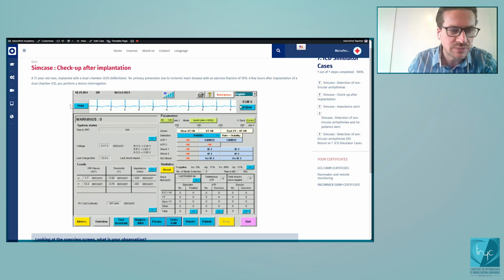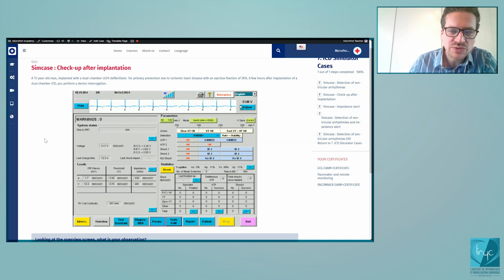So the ULIS is the newest platform for primary prevention, because he had ischemic heart disease with a decreased ejection fraction of around 30%. And I implanted this patient, and actually just after implantation, he was not in the operating theater anymore. I did a device check, and I found this overview screen.